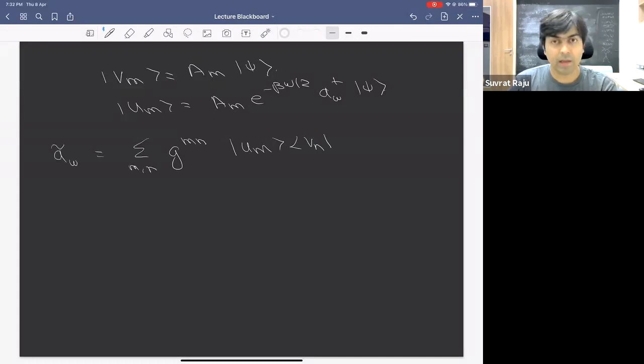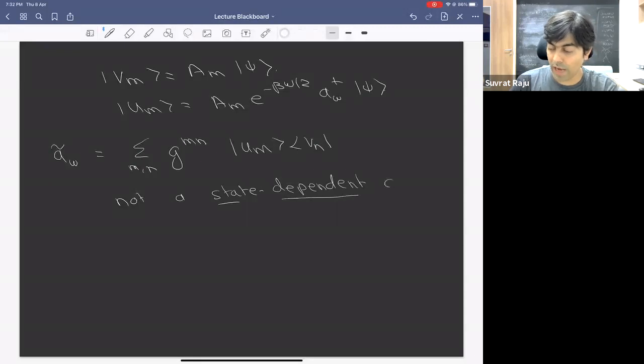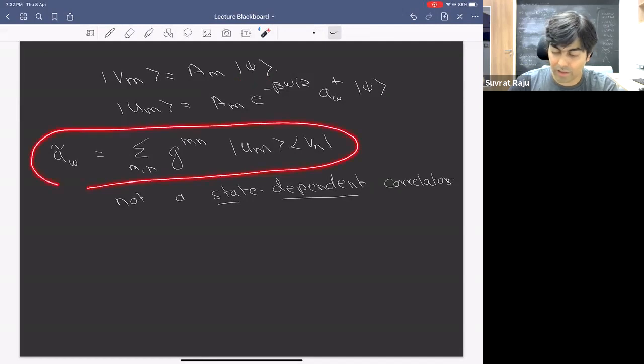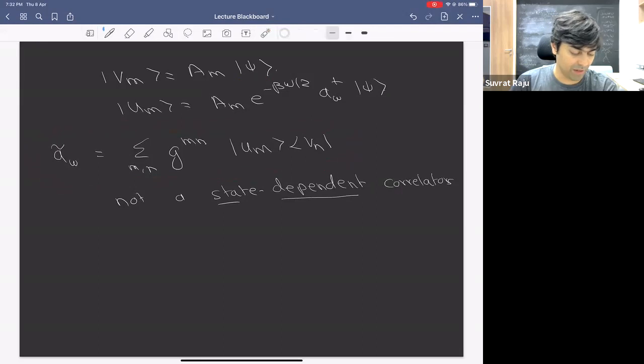Now, this is not a state-dependent operator. This is a perfectly well-defined operator on the whole Hilbert space. It just so happens that it does not give you the right correlators if you insert this operator in a state which is not the state psi. But this operator, as it is written, is not state-dependent.